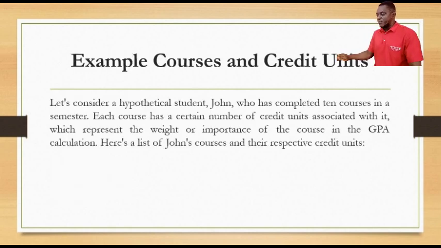Now we're going to take an example, a hypothetical case of a student named John, who has completed 10 courses in a semester. Each of his courses, as you will see, has a certain number of credits. When you begin your studies, or for those of you who are already studying, you will notice that some of your courses are 3 credit units, some are 4 credit units, some are even 2 credit units, and indeed we have some that are 1 credit unit. Don't be surprised that some courses are even 6 credit units, especially for those of you who will have research projects in your semester. So this is what is obtained.